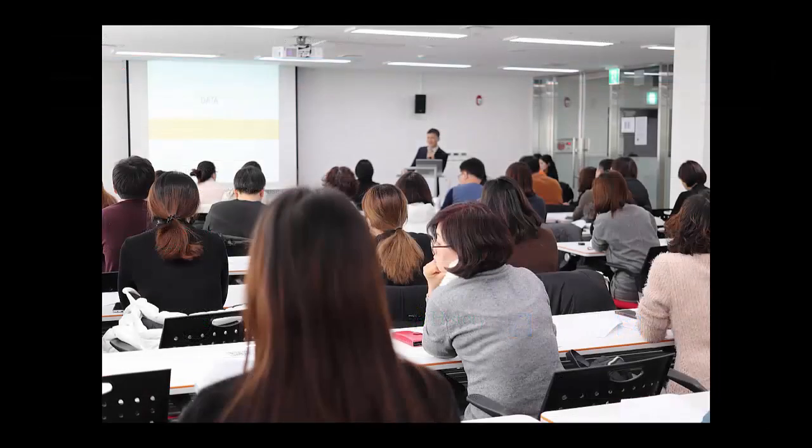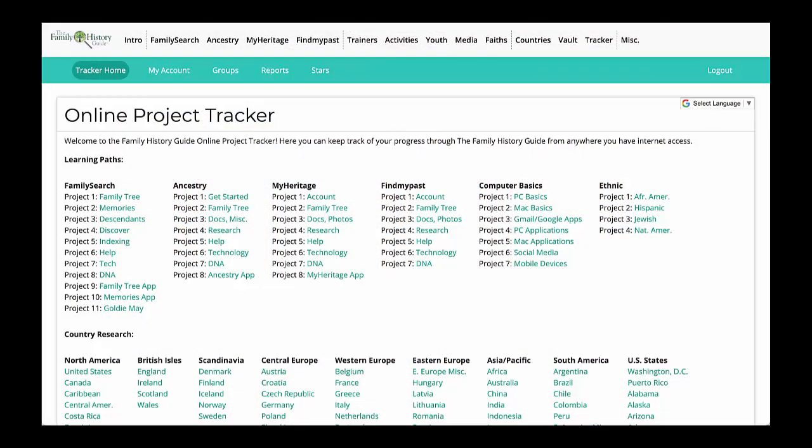If you are teaching or mentoring a class or group of people about subjects on the Family History Guide website, you may wish to form an online tracker group to monitor the progress of the members of your class or group. Once you log into your online tracker account, you will find the links to groups and reports. Clicking groups opens a screen where you can invite others to join a reporting group, and then set up groups of email addresses.